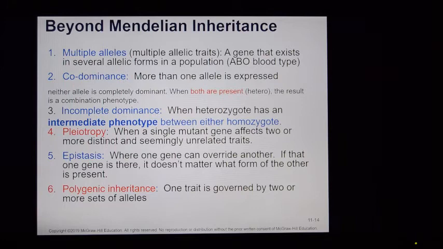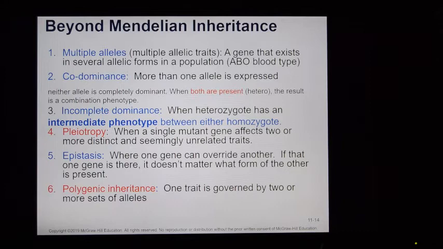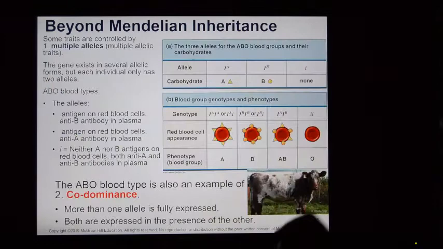All right, pleiotropy: when a single mutant gene affects two or more really different traits in a lot of cases. One alteration affects lots of things all over the body. Epistasis: where one gene at one locus can override the expression of other genes at other loci. When that gene is there, it completely changes how the whole organism works. Everything changes as a result of one gene as opposed to another. And then last but not least, polygenic inheritance. One trait is governed by lots of alleles. You got one trait and many alleles from all over the karyotype influence that single trait. So let's go through and talk about these in detail.